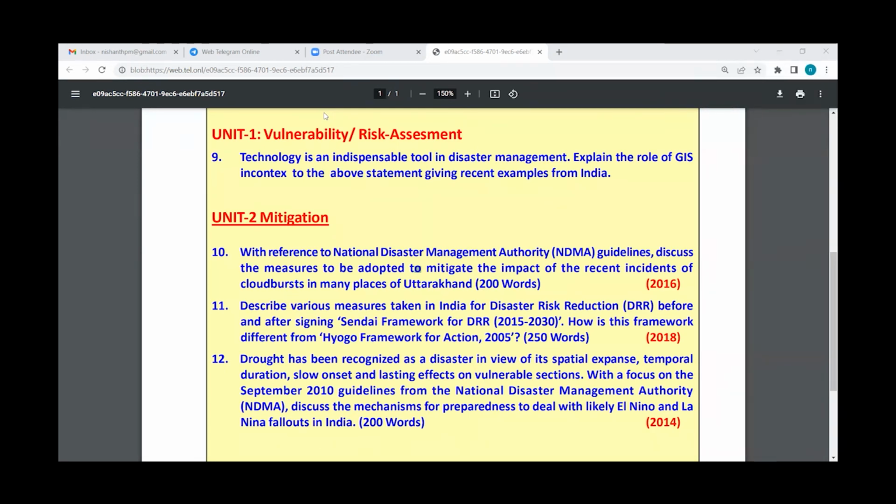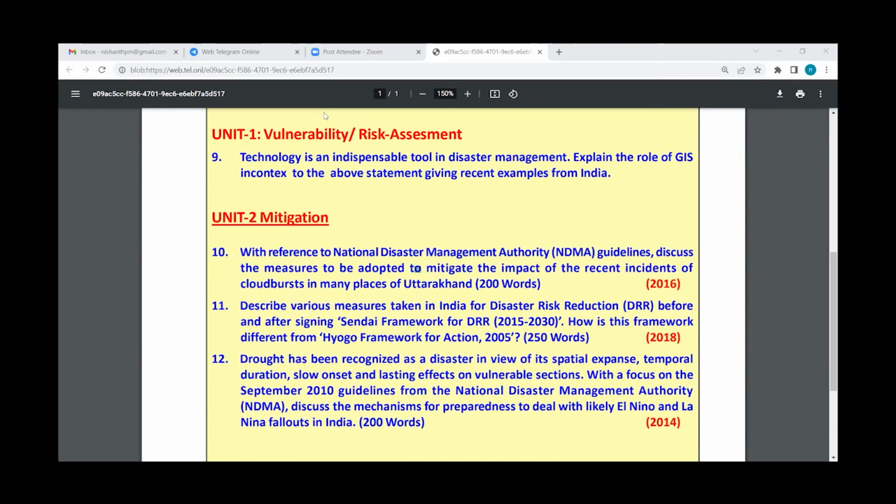Yes, sir. Or else we can write a preparedness for La Nina also. Preparedness for floods we have already done. What will be the preparedness for La Nina? La Nina means above normal rainfall. Do you understand? Yes, sir.